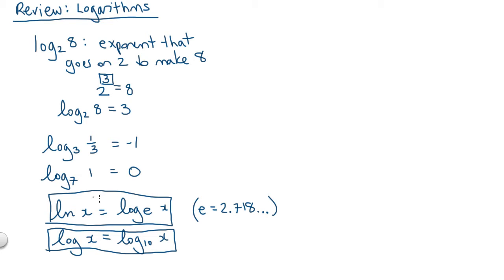So let's try a little bit of quick practice with these two particularly important bases. If we write ln e, remember that means log base e of e. So the exponent that goes on e to make the number e, that would be 1. Let's say ln 1/e means log base e of 1/e. In other words, it's the exponent that goes on e to make the number 1/e. That would be -1.